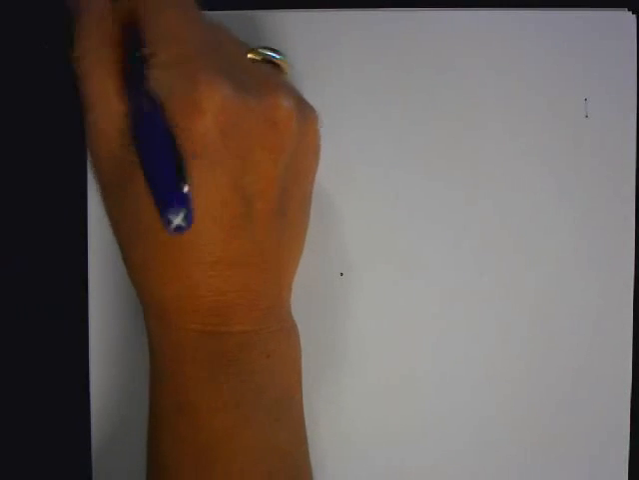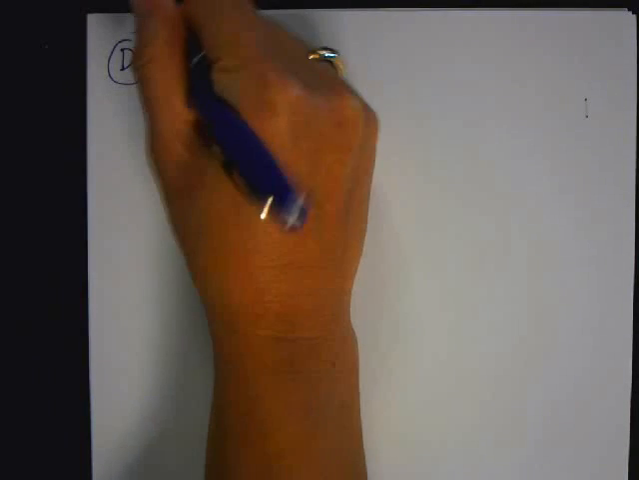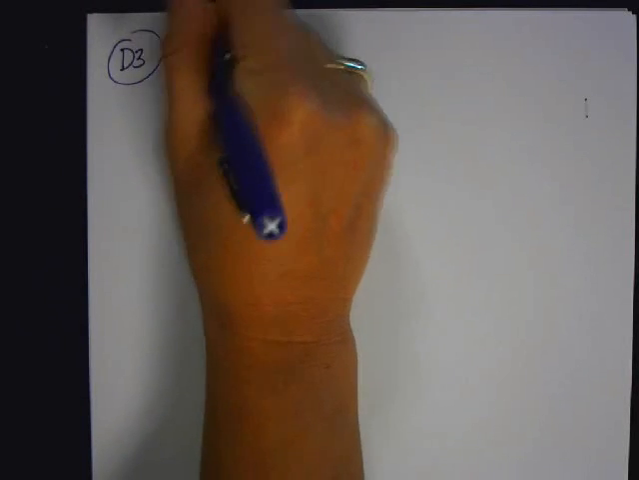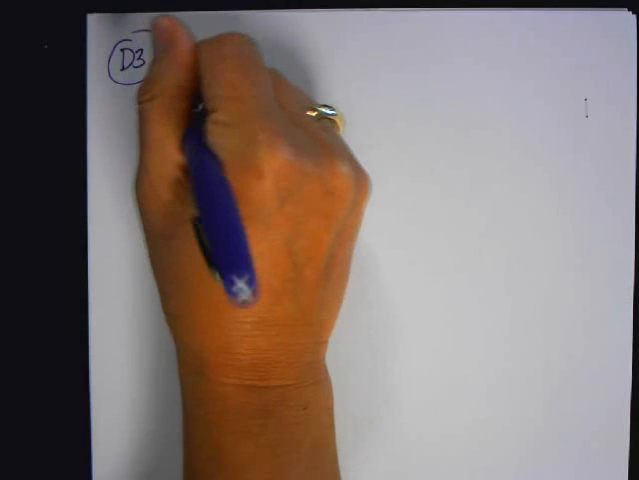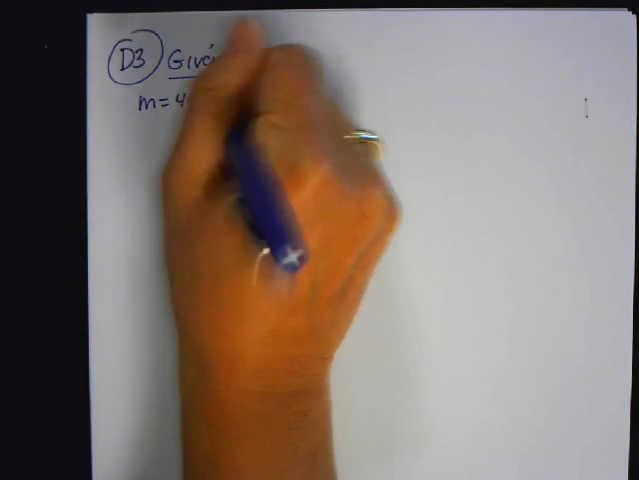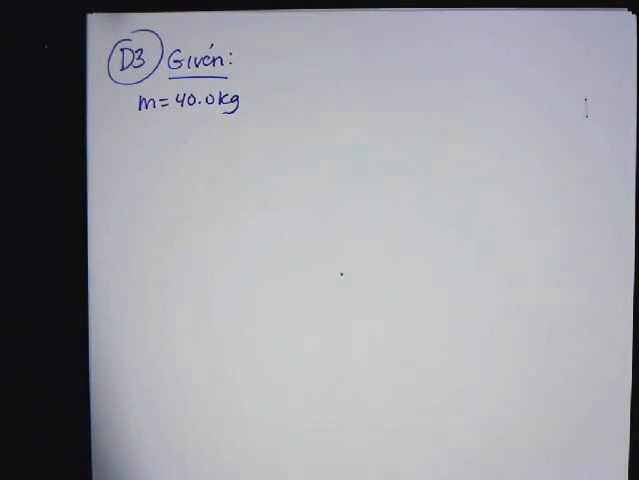Okay, now we're going to do D3. First we'll write down our given, and it says a 40-kilogram child is on a swing that's attached to a rope that's 2 meters long.